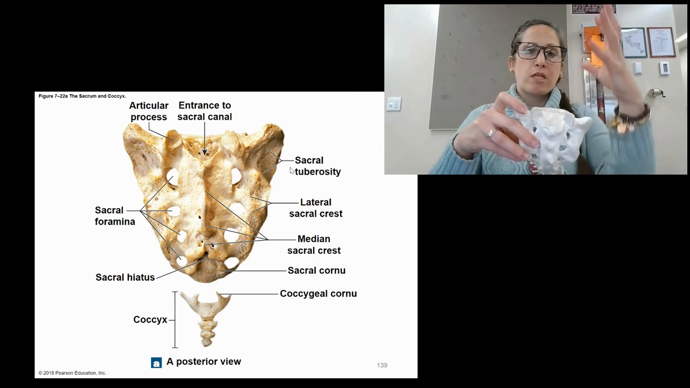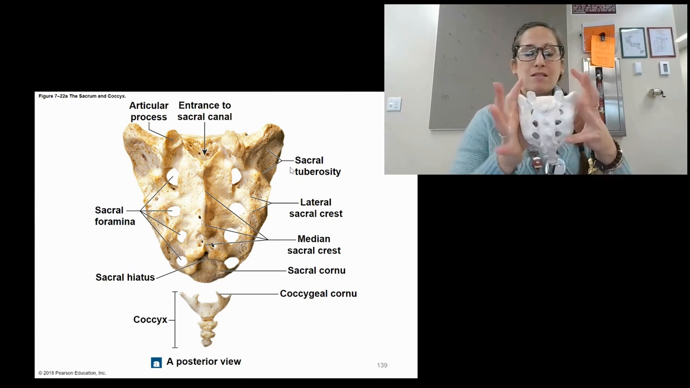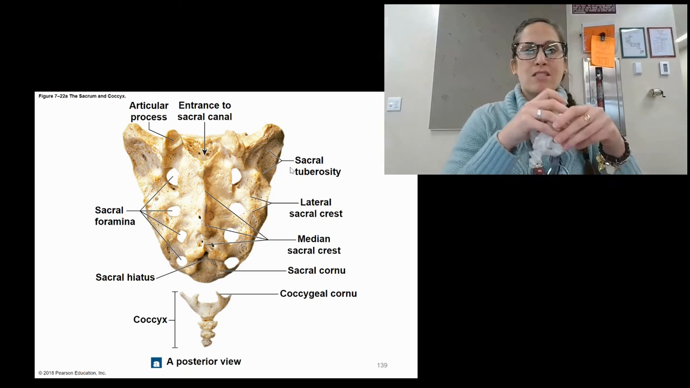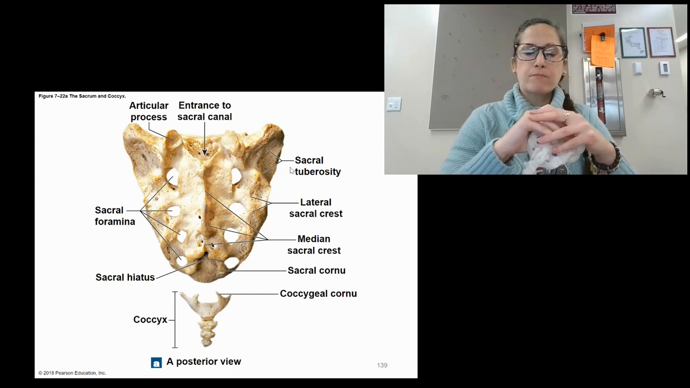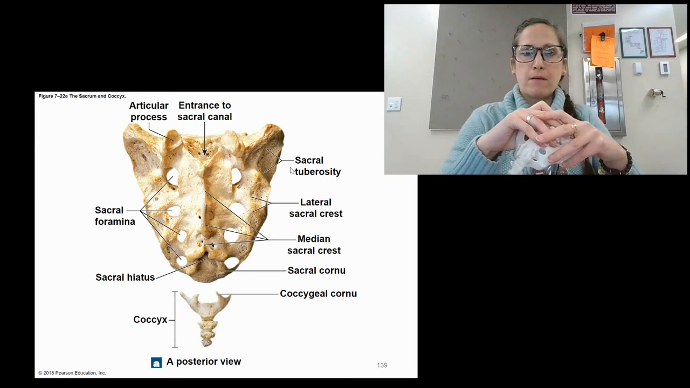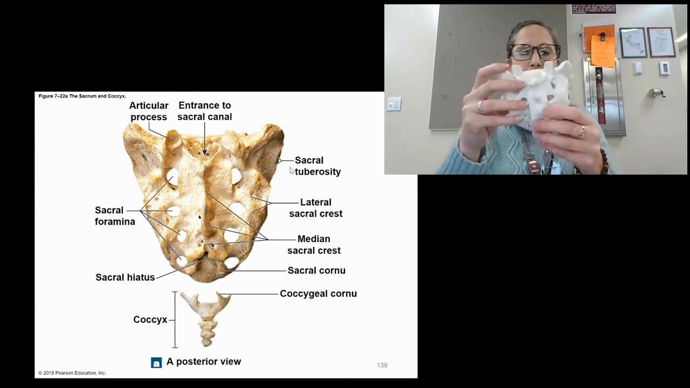It serves as the basis of transmitting that weight from the lumbar vertebra into the posterior portion of the pelvis, which then transmits it down to the femur, tibia, and then your feet. So those are all very important weight-bearing bones. You don't need to identify any markings on the sacrum, just be able to identify sacrum.